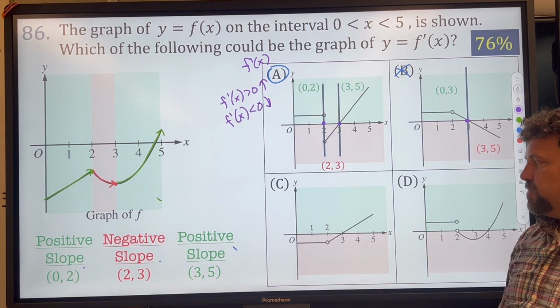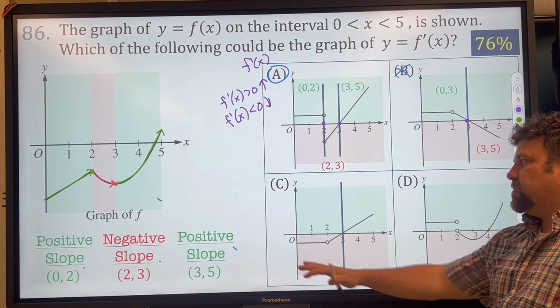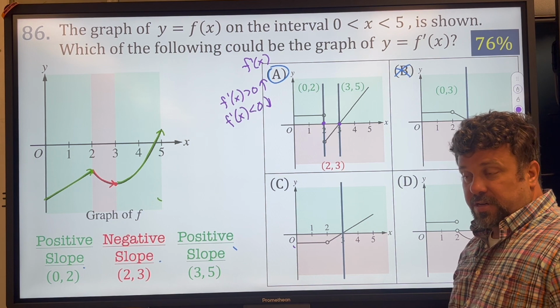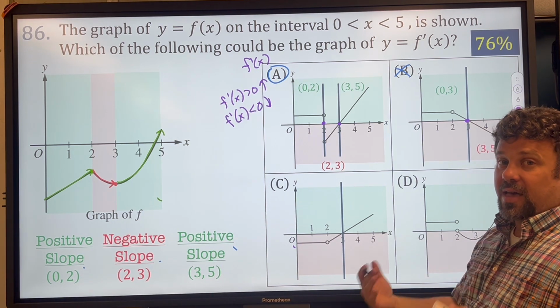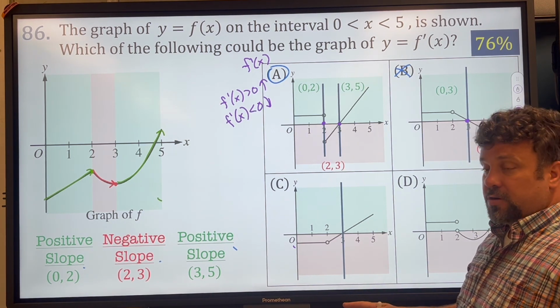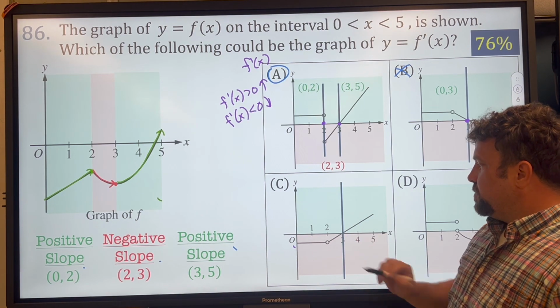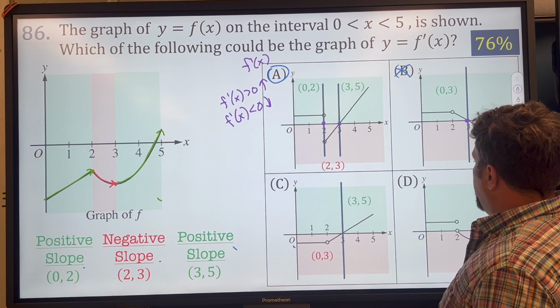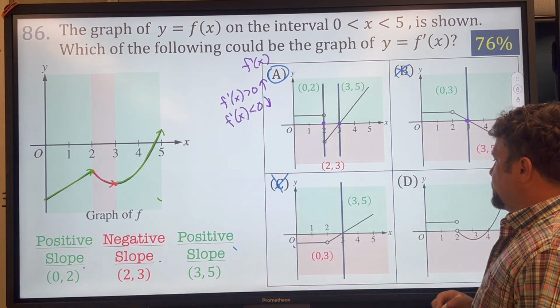All right, so this one right here. It's negative slope all the way from 0 to 3. It doesn't matter if this graph is increasing or decreasing. That has to deal with concavity, not anything to do with increasing or decreasing. So from 0 to 3, it's a negative slope. Right away, we know our answer is bad. And from 3 to 5, our answer is positive slope.